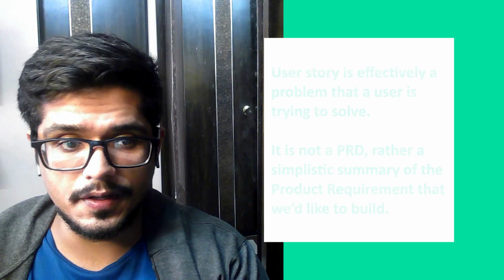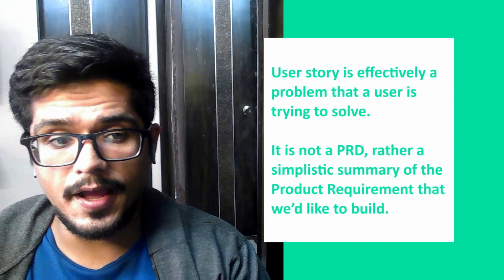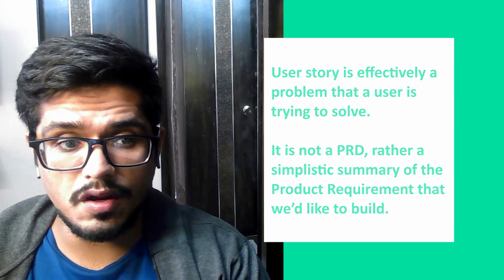This video we're going to be speaking about best practices for user story and acceptance criteria with examples for product managers. Start with user story. A user story is effectively a problem that a customer or an end user is trying to solve. It is not a product requirement document, rather a simplistic summary of a product requirement that you give to the tech team in order for them to start building the feature, product or a subtask.